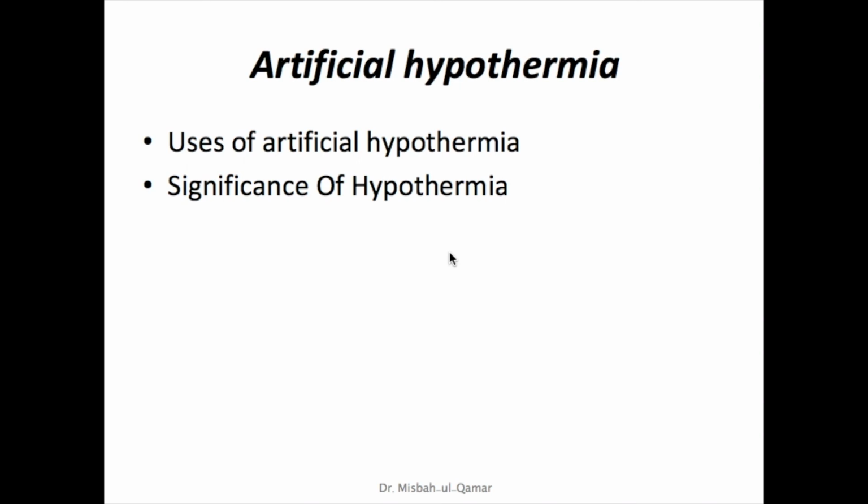Now, what is the use of this artificial hypothermia? You see, heart surgery can be done after hypothermia, so that the heart can be stopped artificially for minutes at a time. But keep in mind that cooling to this extent doesn't cause tissue damage.